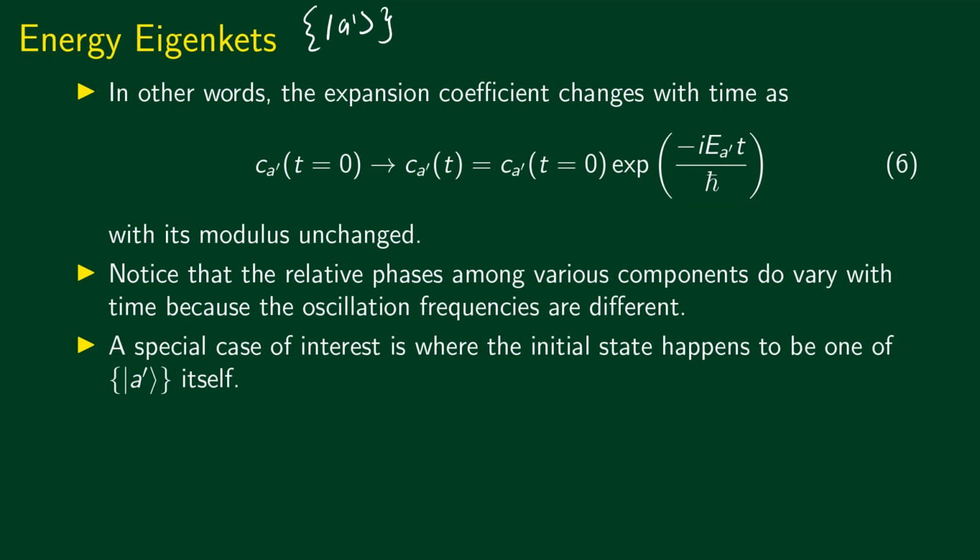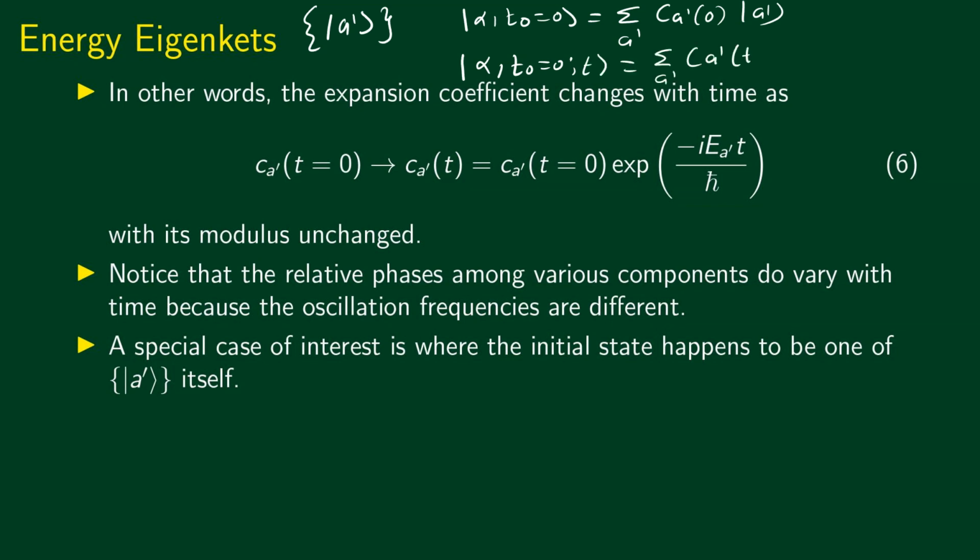All right. So what we have seen is that initially, if the state is given by ket alpha comma t0 equal to 0 equal to sum over a prime, let me write this as Ca prime of 0, ket a prime. All right. So this is the expansion of the state at time t equal to 0. Then we saw that the state at a later time is given by sum over a prime Ca prime of t multiplied by ket a prime. The only change is the modification to the individual expansion coefficients. That's the only change, right? And this change is also simple.